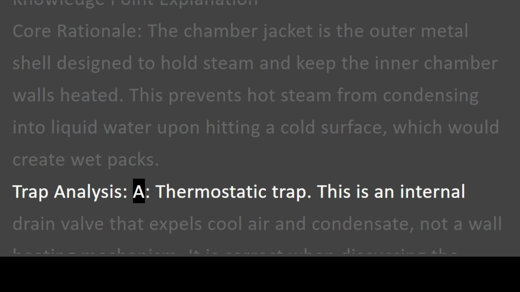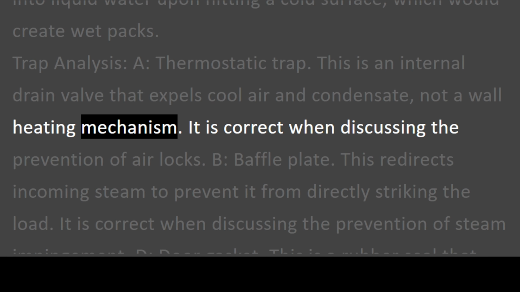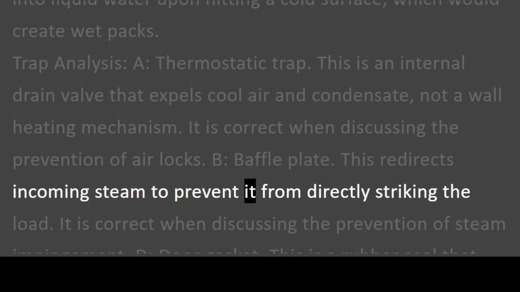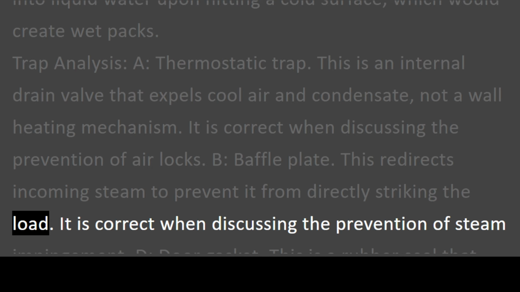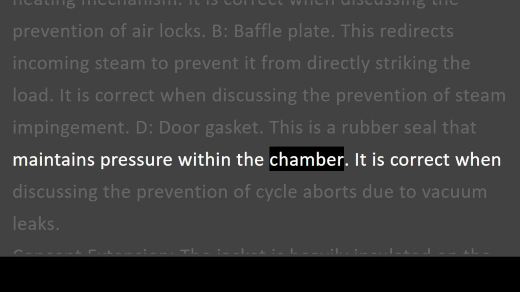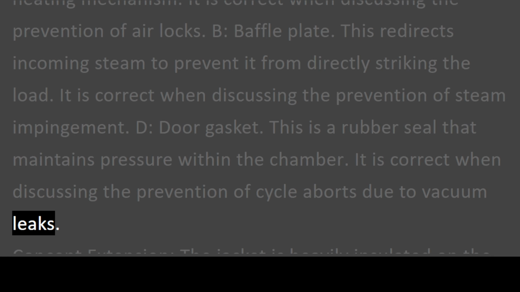Trap analysis. A. Thermostatic trap. This is an internal drain valve that expels cool air and condensate, not a wall heating mechanism. It is correct when discussing the prevention of airlocks. B. Baffle plate. This redirects incoming steam to prevent it from directly striking the load. It is correct when discussing the prevention of steam impingement. D. Door gasket. This is a rubber seal that maintains pressure within the chamber. It is correct when discussing the prevention of cycle aborts due to vacuum leaks.